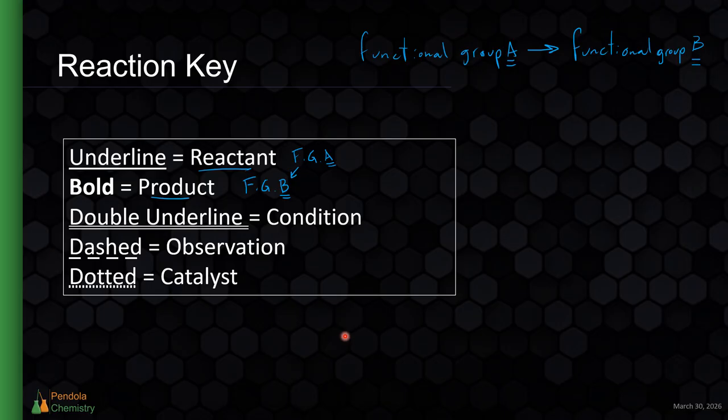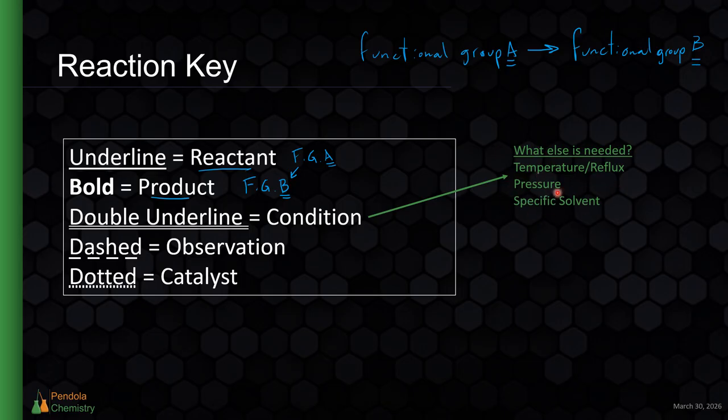The first is a double underline, which is going to symbolize conditions. What are conditions? Conditions are what else is needed outside of those chemical reactants. So anything that's not a chemical, things like a temperature. Is it cold, is it hot, does it need reflux, and we'll discuss what reflux is later on. Is it a high pressure, is it a low pressure?